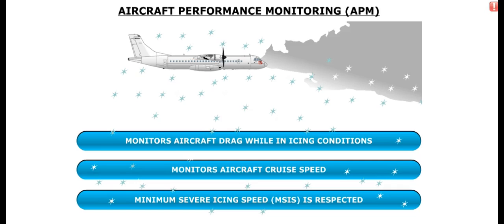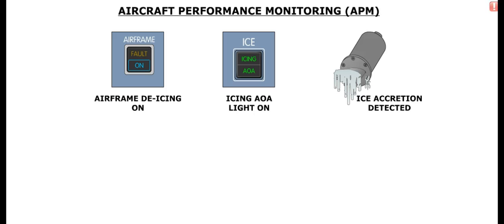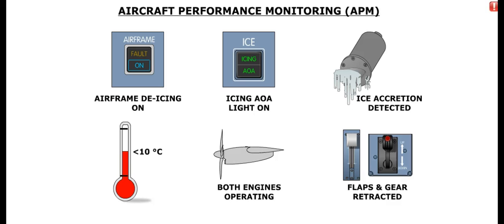The Aircraft Performance Monitoring System, or APM, monitors aircraft drag while in icing conditions. The system also monitors aircraft cruise speed, and it will check that the minimum severe icing speed, or MSIS, is respected when warranted. The APM is activated when the airframe de-icing is selected on, the icing AOA light is illuminated, ice accretion is detected, the static air temperature is below 10 degrees Celsius, both engines are operating, and the flaps and gear are retracted.